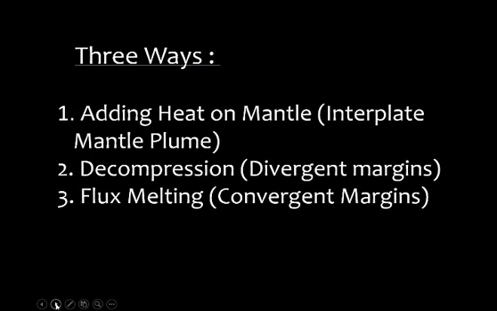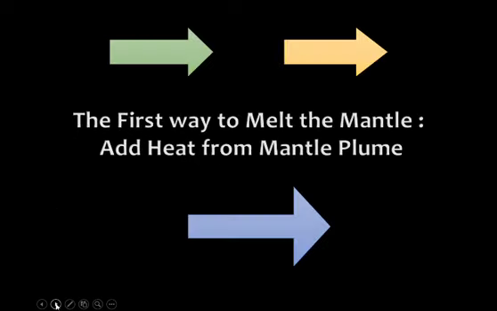There are three great tectonic settings that enable the special conditions required for the mantle to melt. These are intraplate mantle plume settings, by adding heat to the mantle, decompression melting in divergent margins, and flux melting in convergent margins. So the first way to melt the mantle is to add heat from a mantle plume.